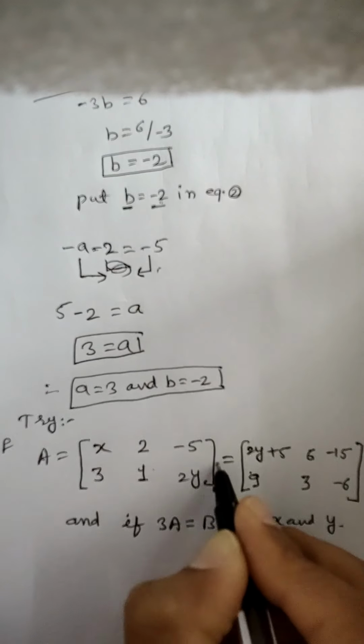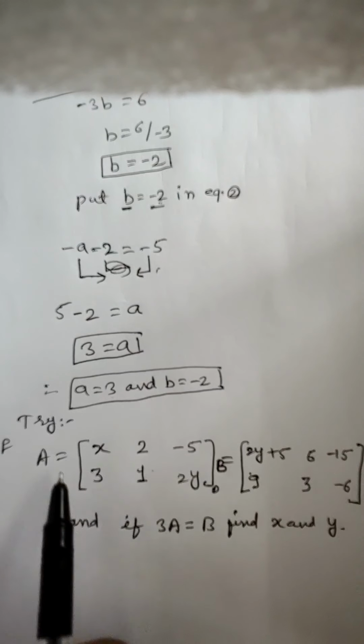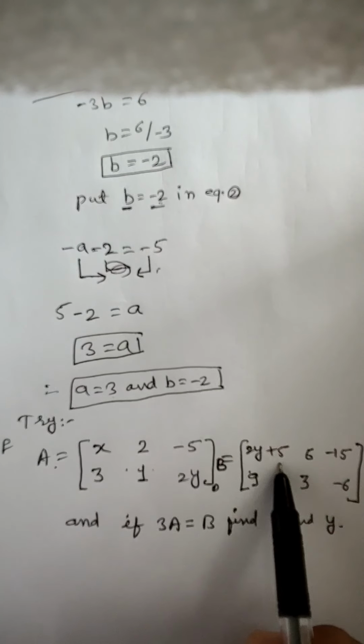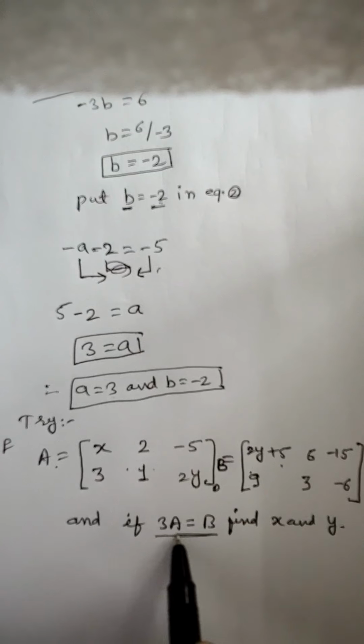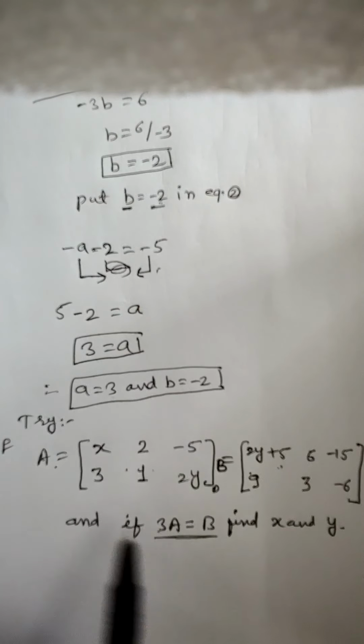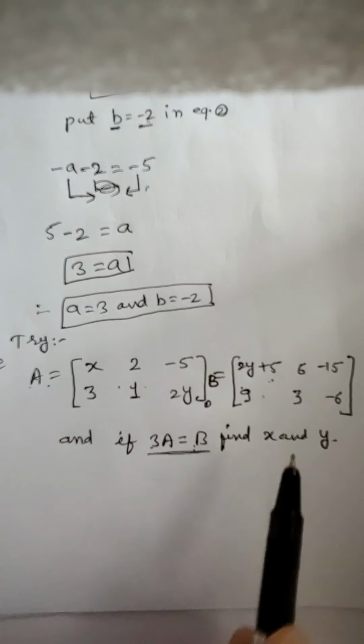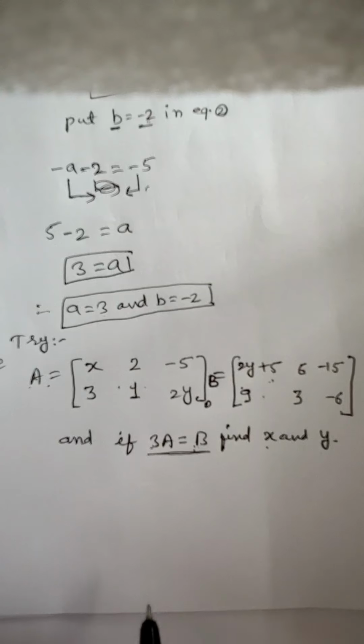Now these two, okay, so this is B, this matrix is B, I am so sorry. So these two matrices are given, A equal to this and B equal to this, and it is given that 3A equal to B. So these two matrices are not equal directly, but when you multiply 3 with A, then it becomes equal to B. So find out this, and then you need to find x and y.